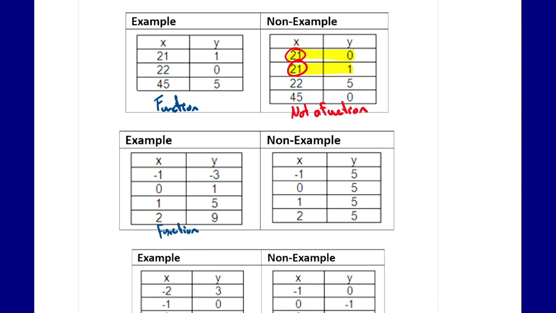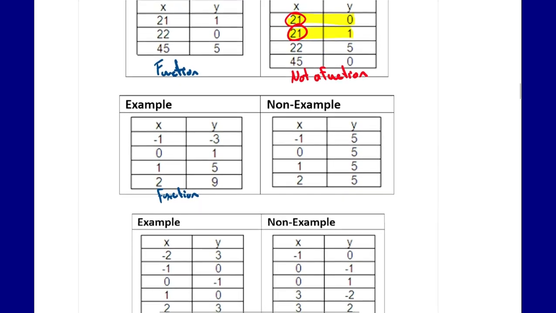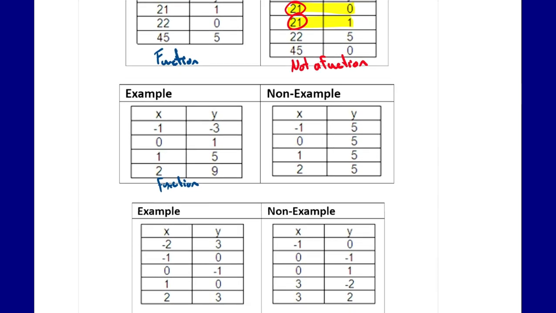And the non-example, we can see there are different, or actually in this one we don't quite see it, which is fine. So this one is actually an example. This one is actually a function. So we can just cross that off, because looking at it, -1 and 5 is good, 0 and 5, 1 and 5, 2 and 5. We can have different y values. We just don't want to have the same x value coming up. So this is also a function.